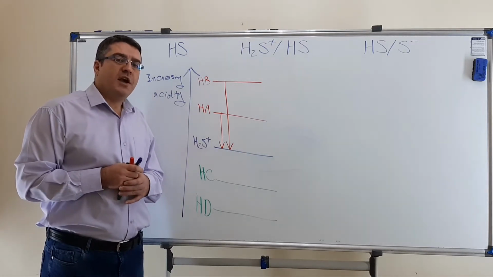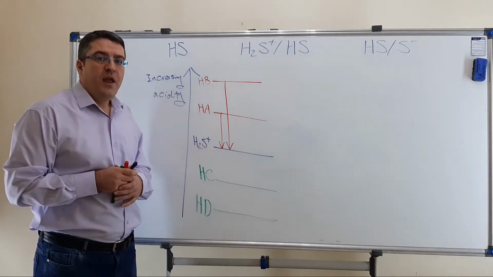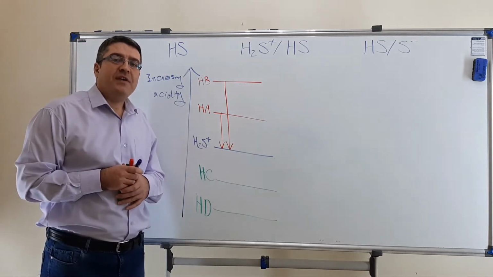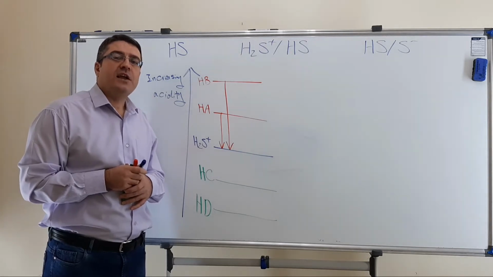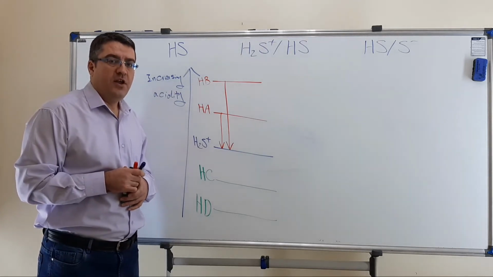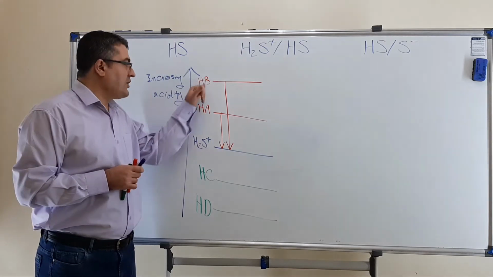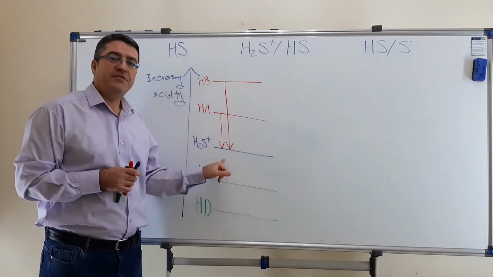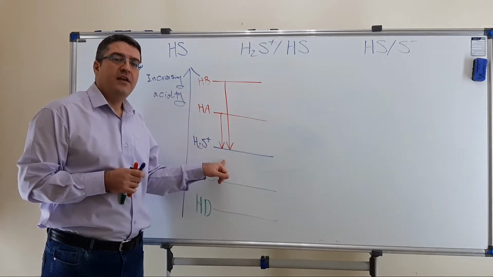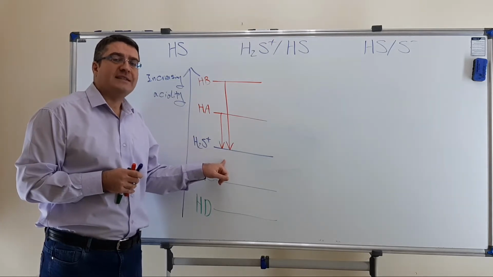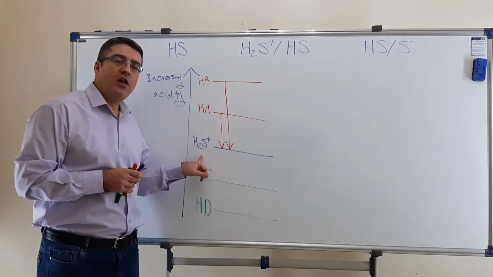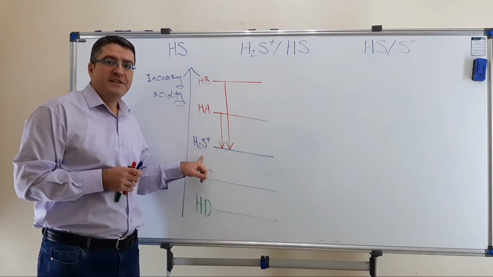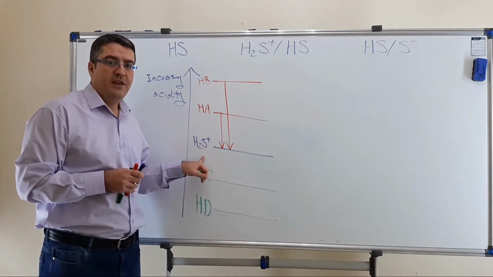Based on discussions like these, we can see that in the solvent HS, we can't have any acid stronger than the conjugate acid of the solvent. All acids stronger than the conjugate acid of the solvent are leveled with each other and with the conjugate acid of the solvent. Therefore, the strongest acid that we can have in the solvent HS is the conjugate acid of the solvent, the ionium cation of the solvent.